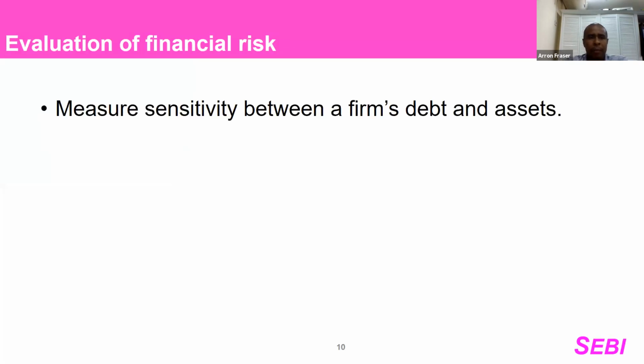You can use it in the evaluation of financial risk. So in the evaluation of financial risk, you can use ratios to measure sensitivity between a firm's debt and assets, right? So how much of an asset do you have to invest in, and how much debt do you have to incur? If you have to secure an asset, what will be the structure? How much would you get from an equity holder? How much would be financed by debt?